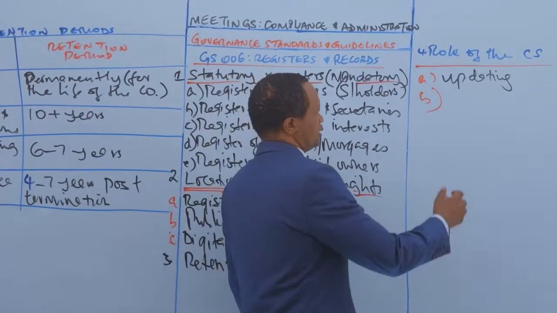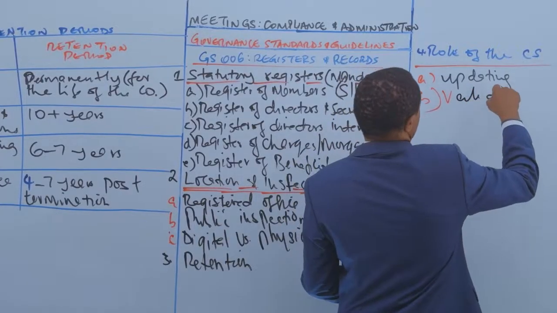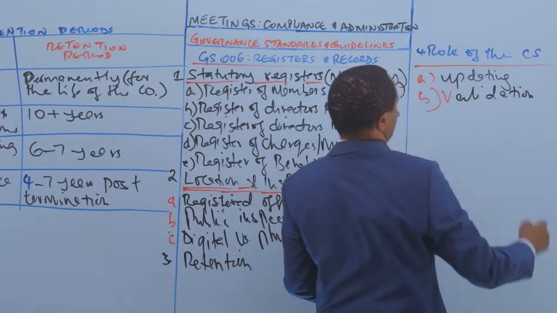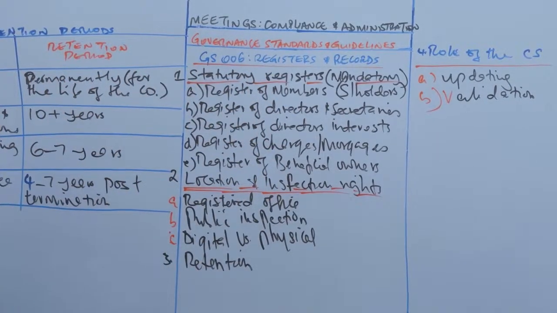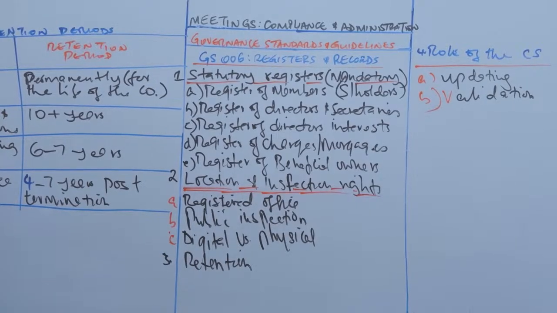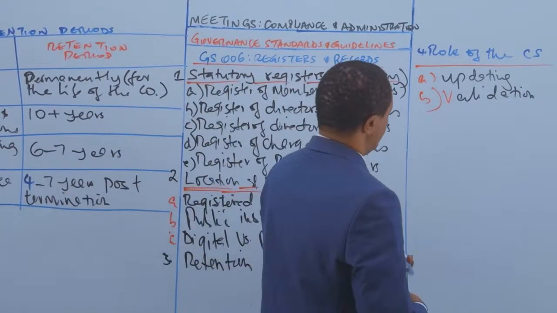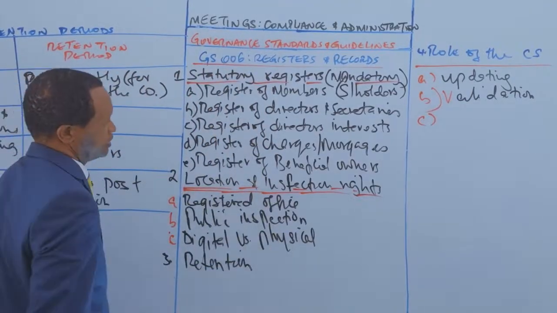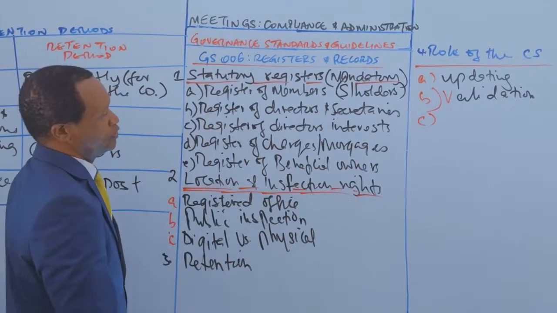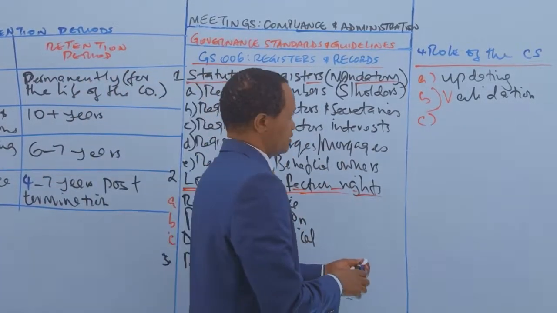Before we talk about filing, there is validation. Before the documents are filed, the company secretary has a role to carry out validation, to verify that information provided by directors and shareholders is accurate before entry or before filing. Before entering information in these registers, it is the role of the corporate secretary to ensure that the information is accurate.